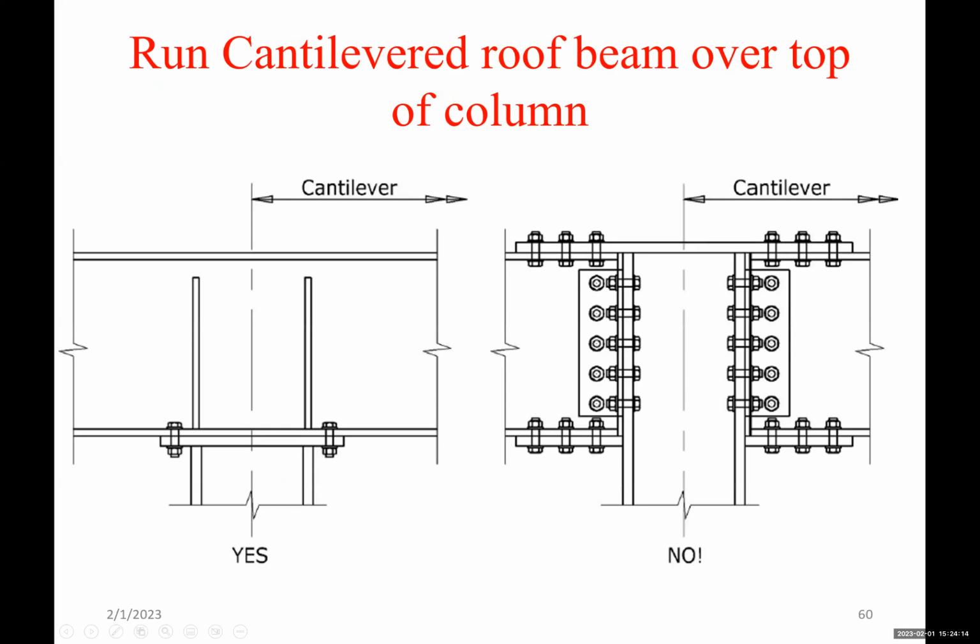Run cantilever roof beams over the column. So instead of having a column with one beam from here, one beam from here, and a top plate like this that will transfer the beam for the cantilever, instead, have a cap plate at the column here, run the beam on top of it, and have stiffeners like that, okay?